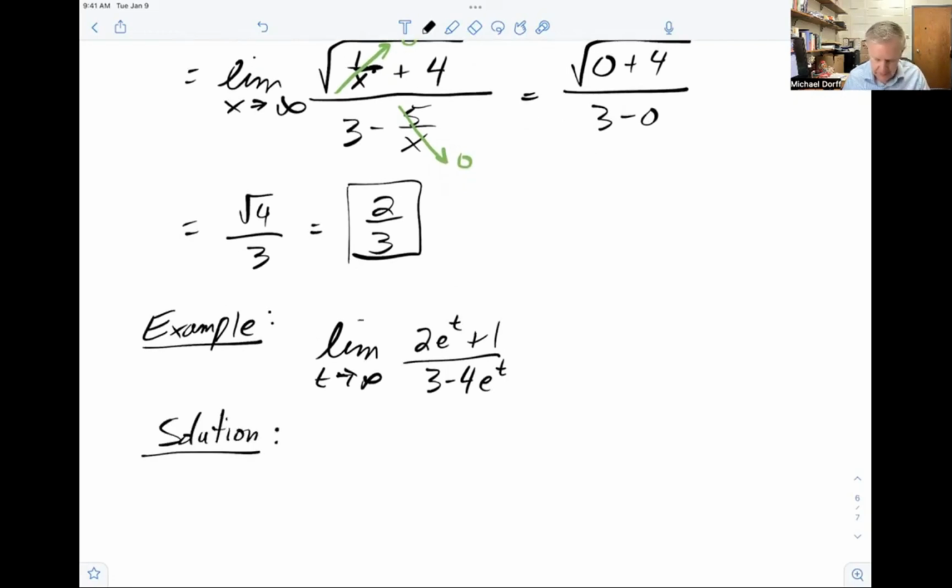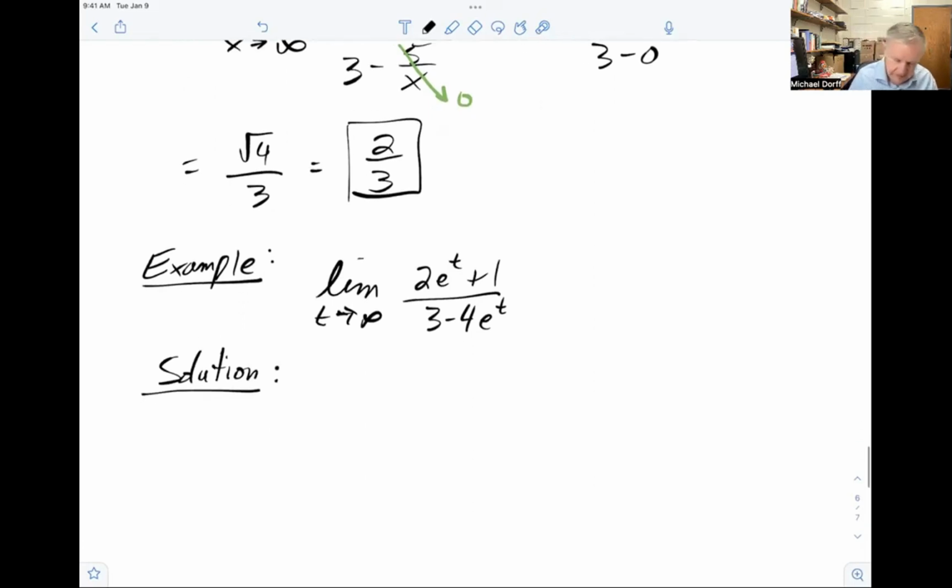It's just a variable. What does the graph of e to the t look like? Okay, it's just like e to the x. It looks like this, y equals e to the t. And so t is going off to infinity, so 2e to the t is getting really, really large. And in the denominator, you've got minus 4e to the t, and that's getting really, really large. So you have a large number over a large number, and that's infinity over infinity. It's an indeterminate form. Doesn't tell me exactly what's happening.